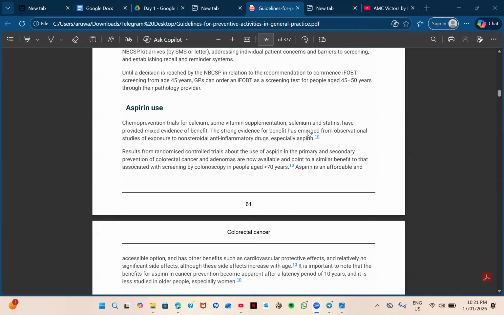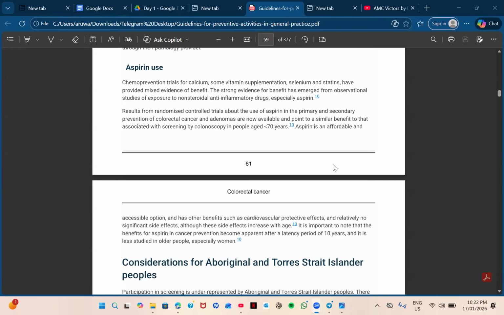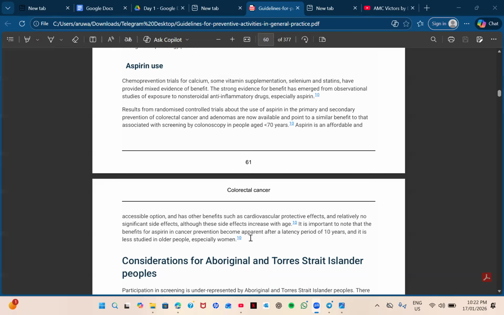The strong evidence for benefits has emerged from observational studies, exposure, and non-steroidal anti-inflammatory drugs, especially aspirin. Results from randomized control trials about the use of aspirin in primary and secondary prevention of colorectal cancer and adenomas are now available and point to a similar benefit to that associated with screening by colonoscopy in patients aged less than 70 years.